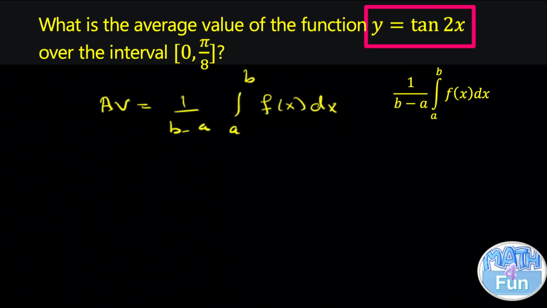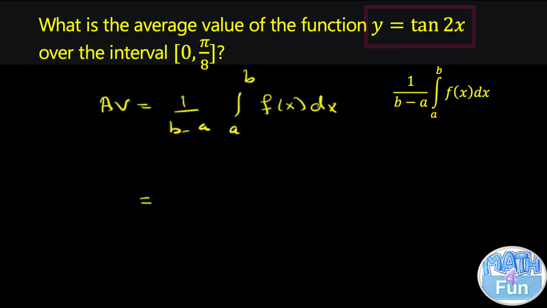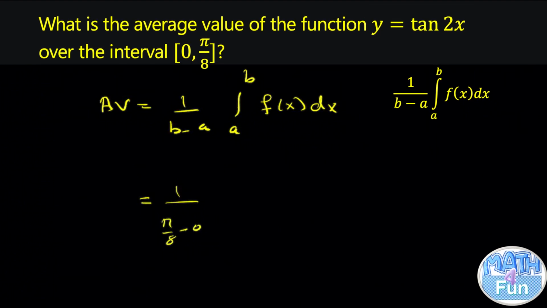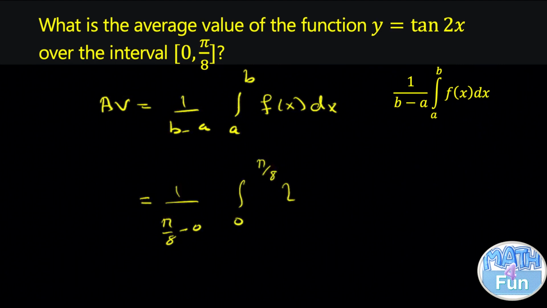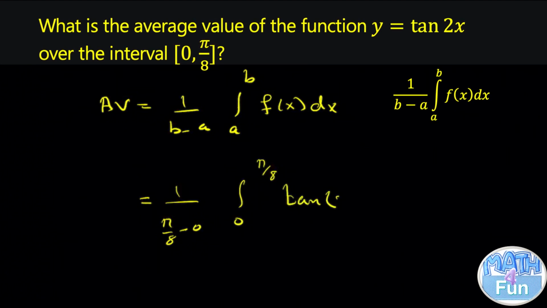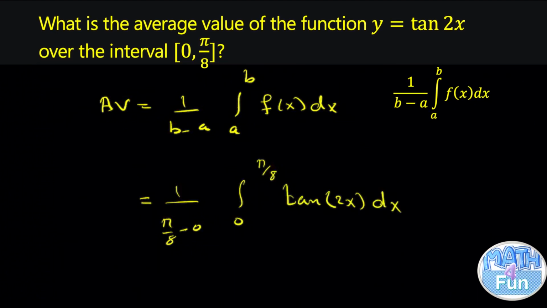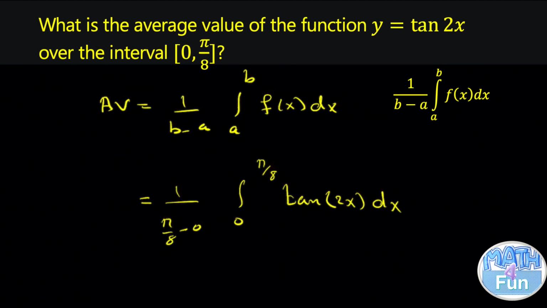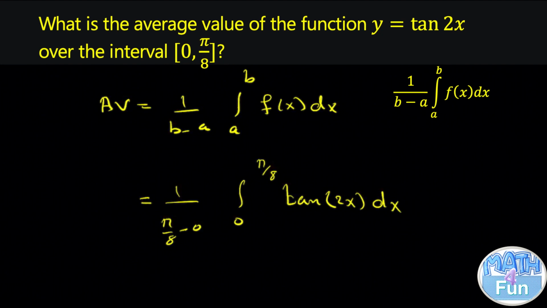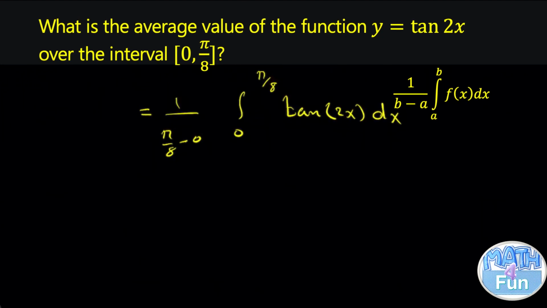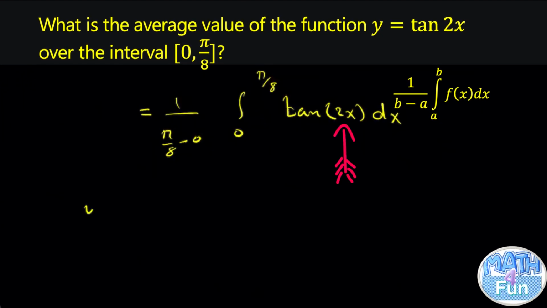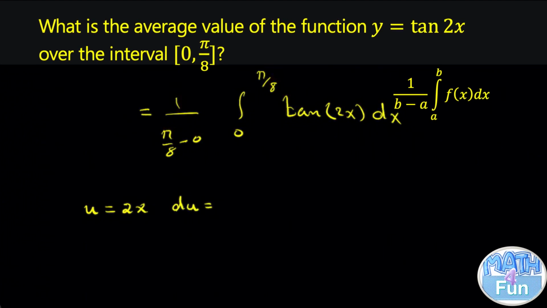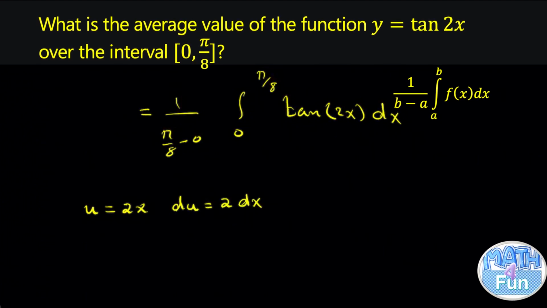So we can write the average value is equal to 1 over pi over 8 minus 0, integral from 0 to pi over 8 of tangent of x dx. Let's evaluate the integral from 0 to pi over 8 of tangent of x dx alone. What do you get? So if we consider u as 2x, let's say u is equal to 2x, then du is equal to 2 dx.